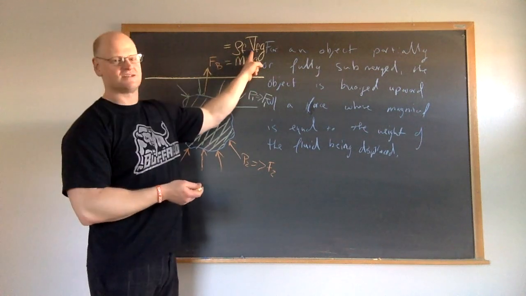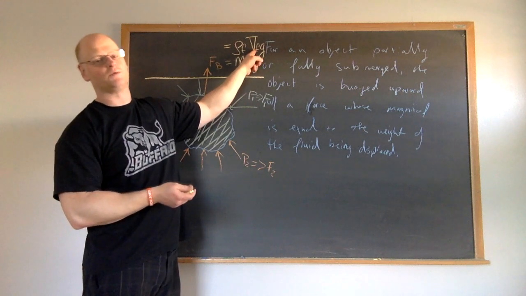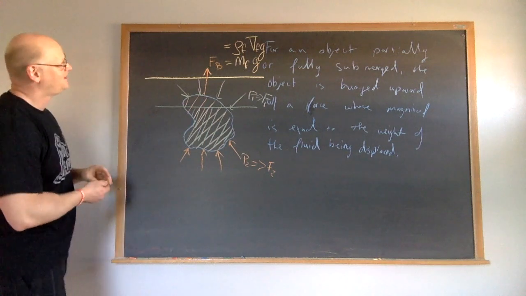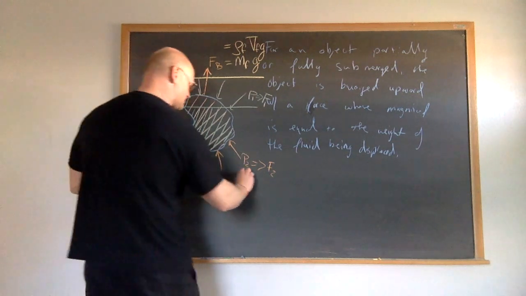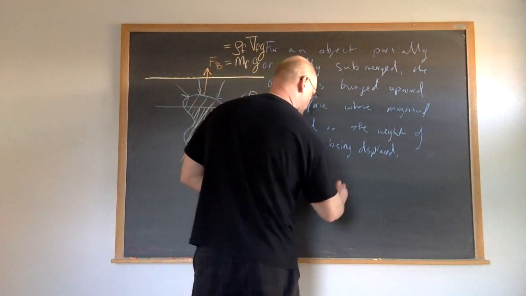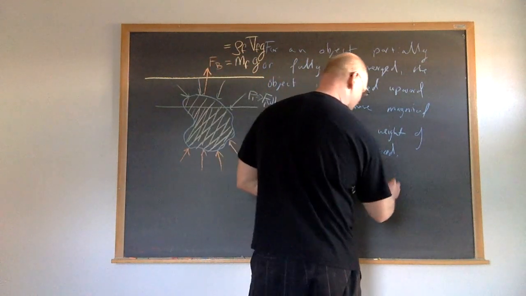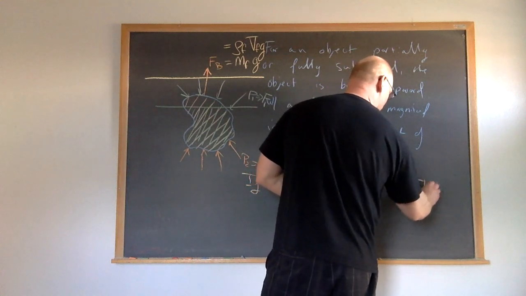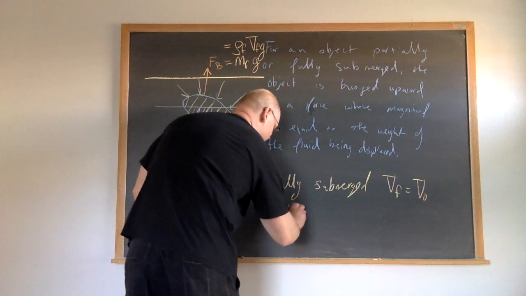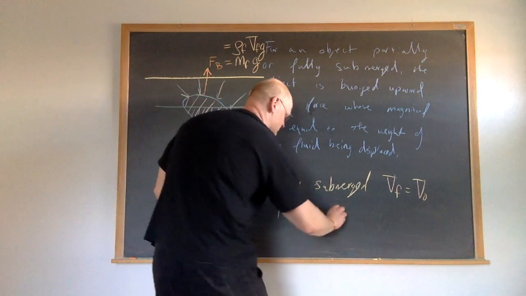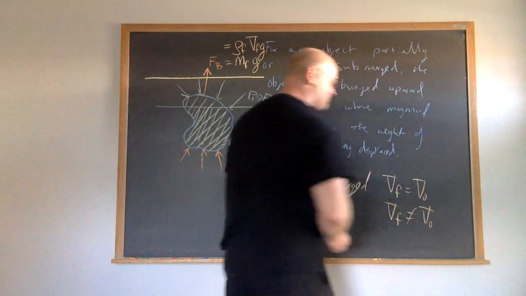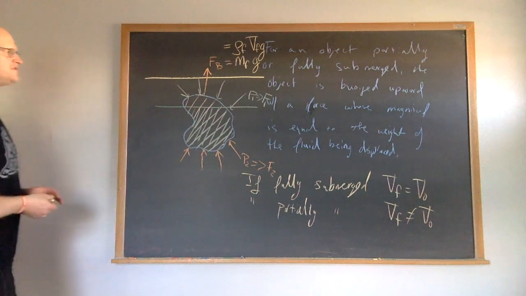Again, this volume here is specifically the volume of the fluid which is being displaced, not the volume of the entire fluid itself. So if it is fully submerged, then the volume of the fluid is simply equal to the volume of the object. If it's partially submerged, the volume of the fluid is not equal to the volume of the object, but it's going to be some fraction of the volume of the object.